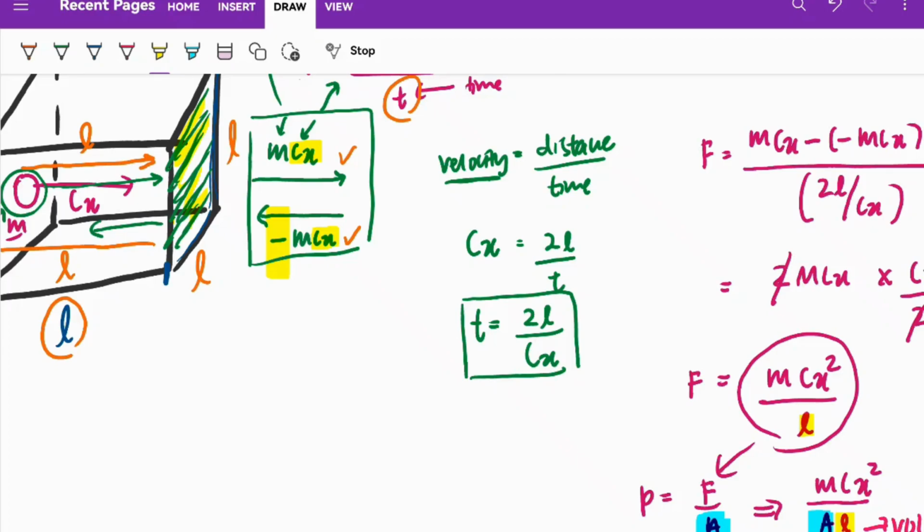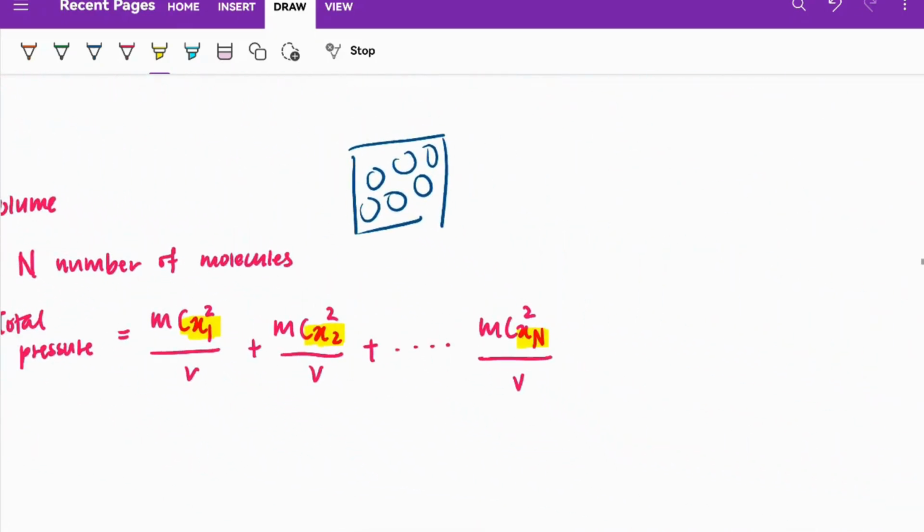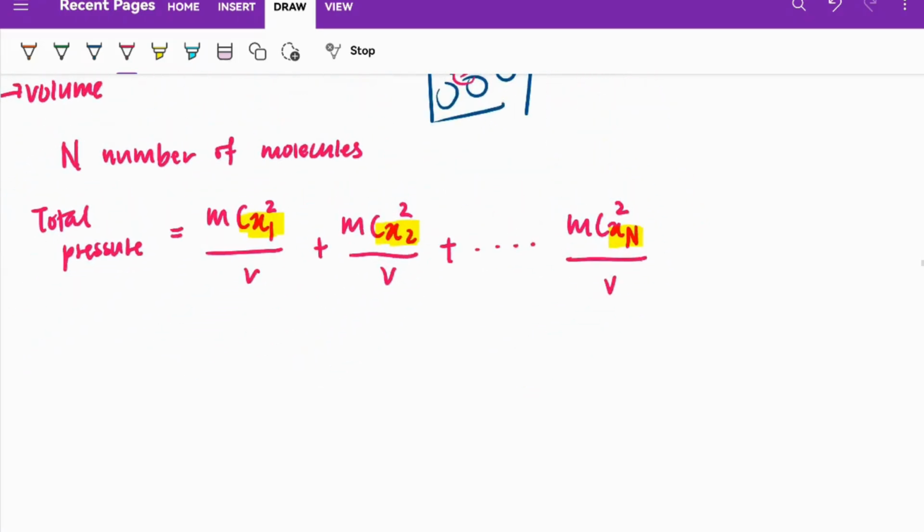However, when they just move randomly, because we know based on the ideal gas, they move randomly, their speed is random as well. That means they have different speeds. That is why I denote them as 1, 2, until n. So each molecule has a different speed as it moves randomly.